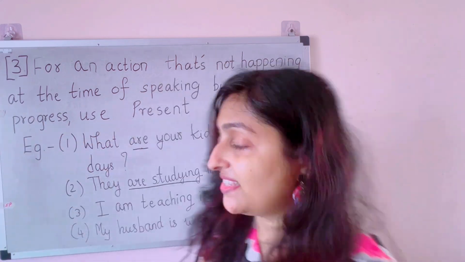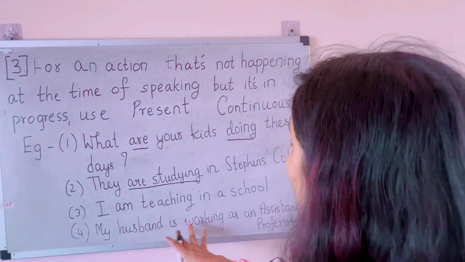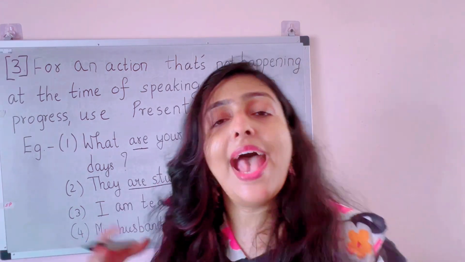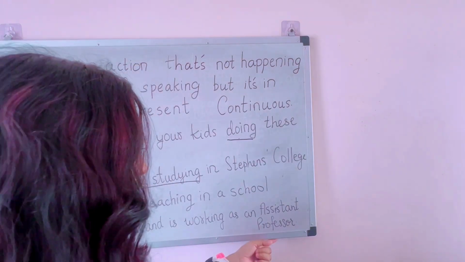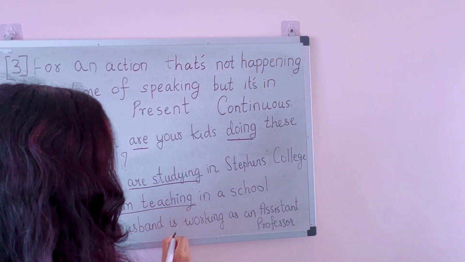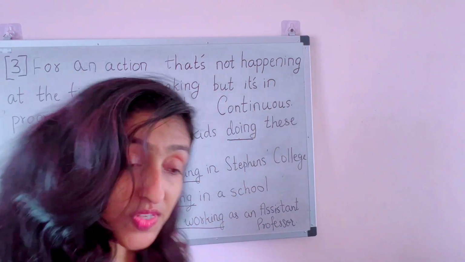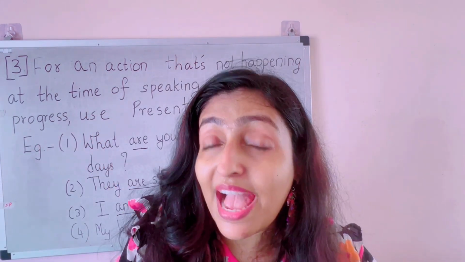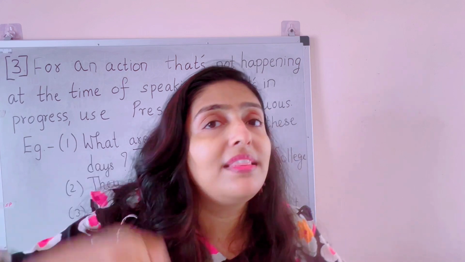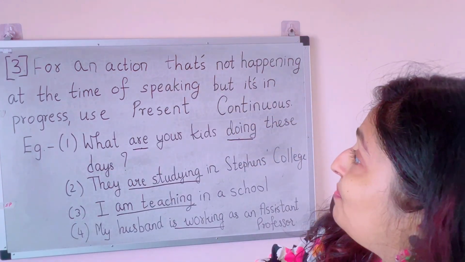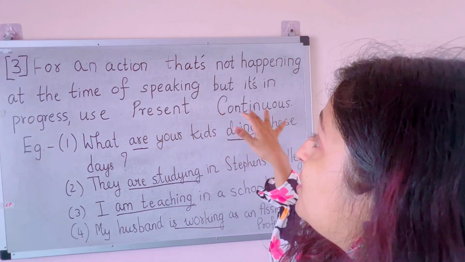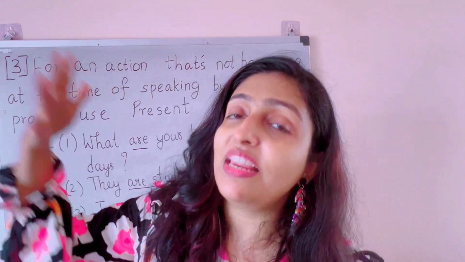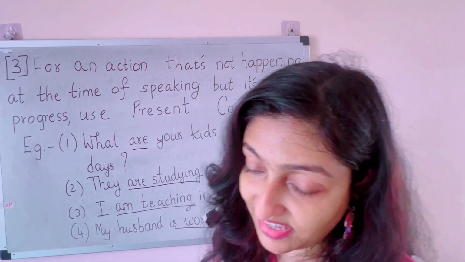Fourth example is, my husband is working as an assistant professor, as an electronics engineer. So again, we use present continuous tense. Even if the action is not happening at that point of time, at that moment, we use present continuous tense when the action is happening periodically on a regular basis.